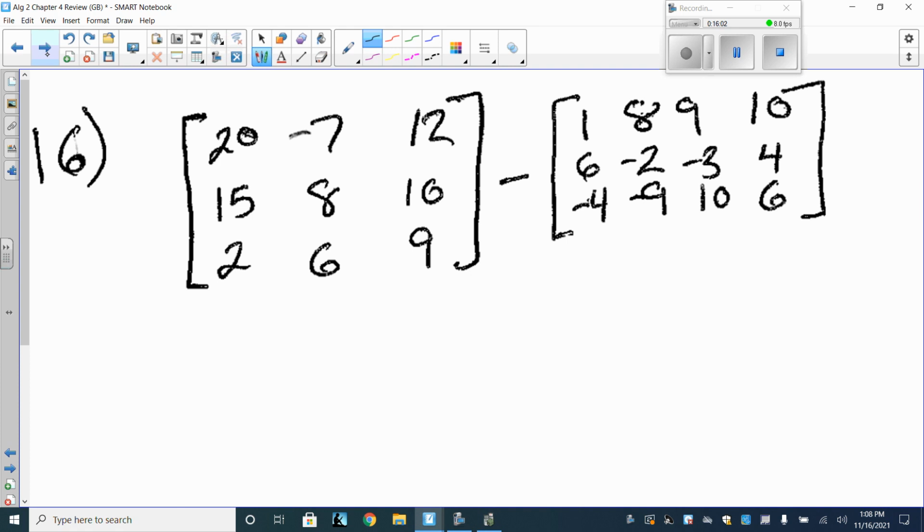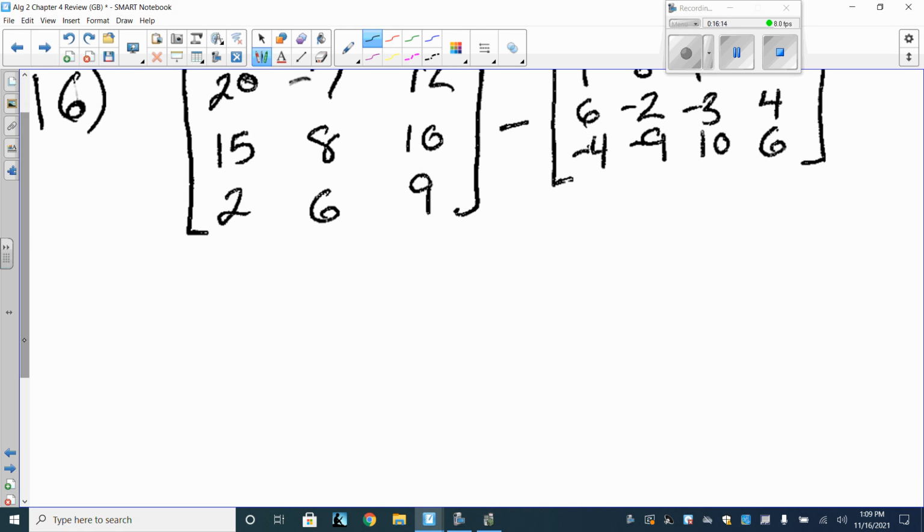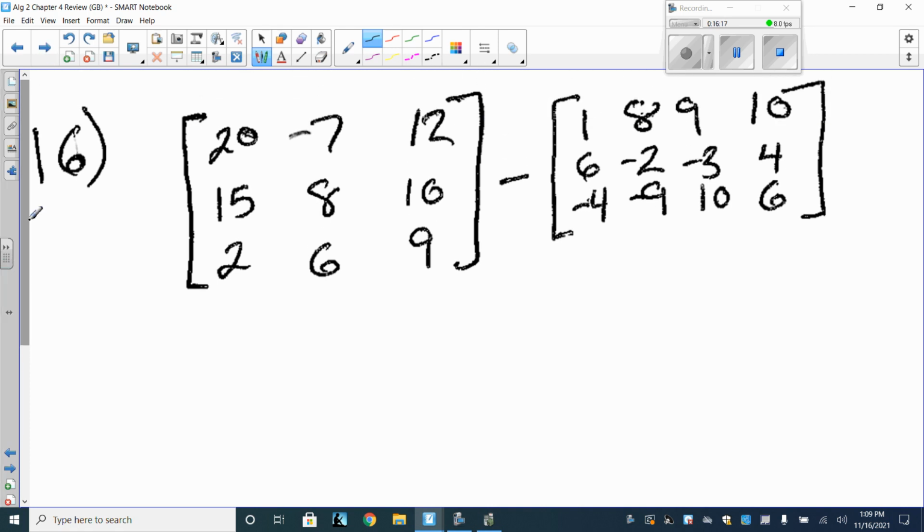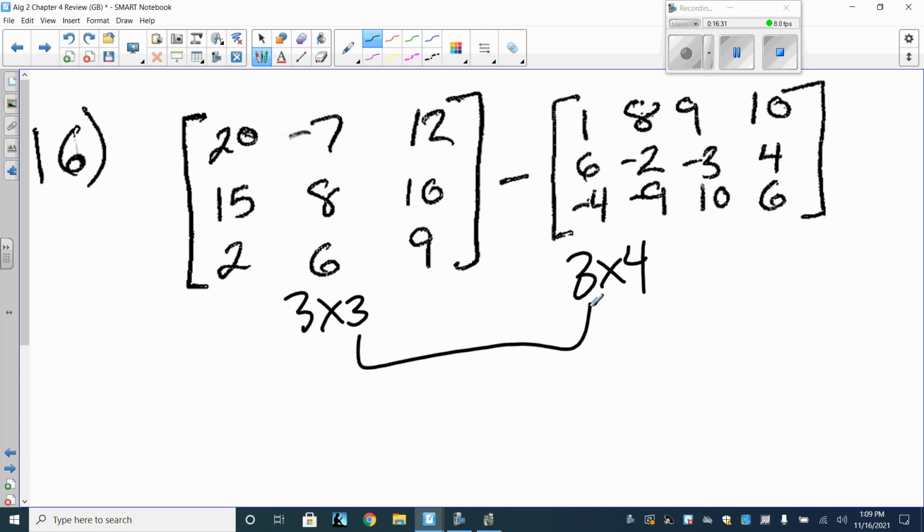16 is not possible. You know why? They're not the same dimension. What are the dimensions of the first matrix? It's a 3 by 4. For addition and subtraction, they have to be the exact same. Could we have multiplied these two? Because the columns of the first match the rows of the second, it would work, and our new matrix, if we were multiplying, would be a 3 by 4. So that's it with those. Questions on these?